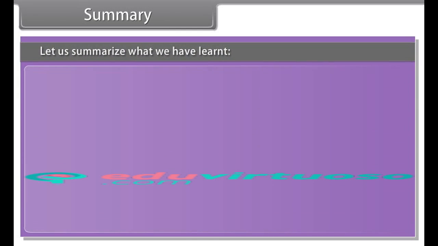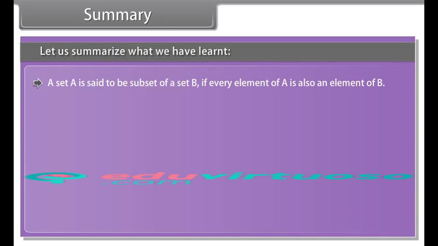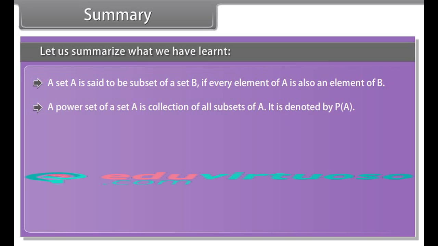Let us summarize what we have learned. A set A is said to be a subset of a set B if every element of A is also an element of B. The power set of a set A is the collection of all subsets of A. It is denoted by P(A).